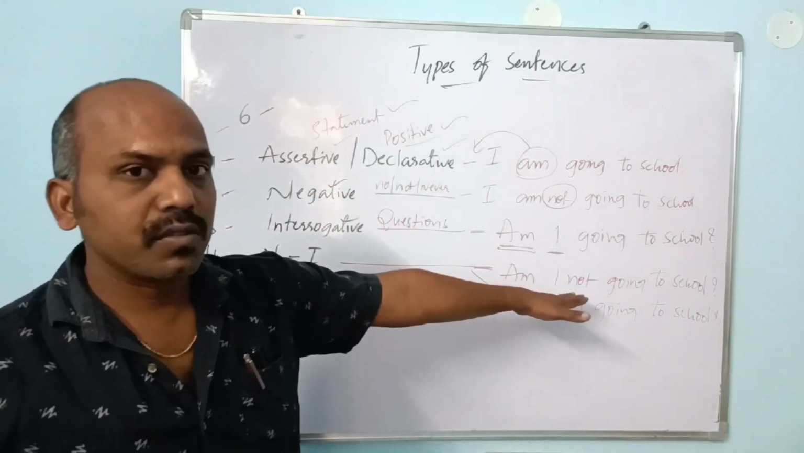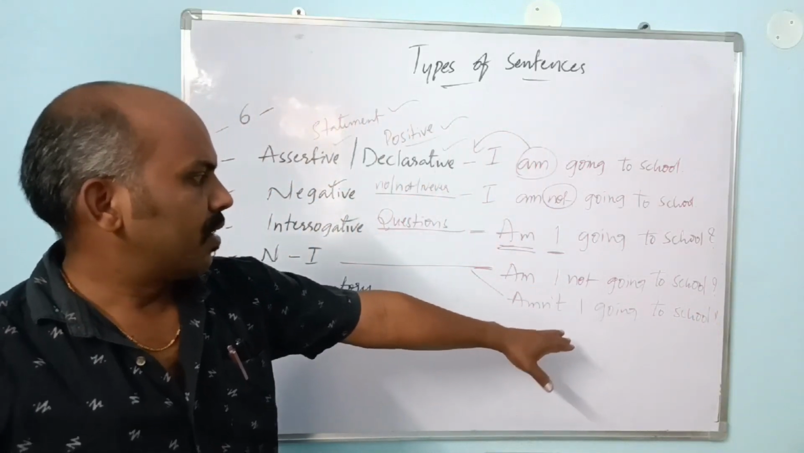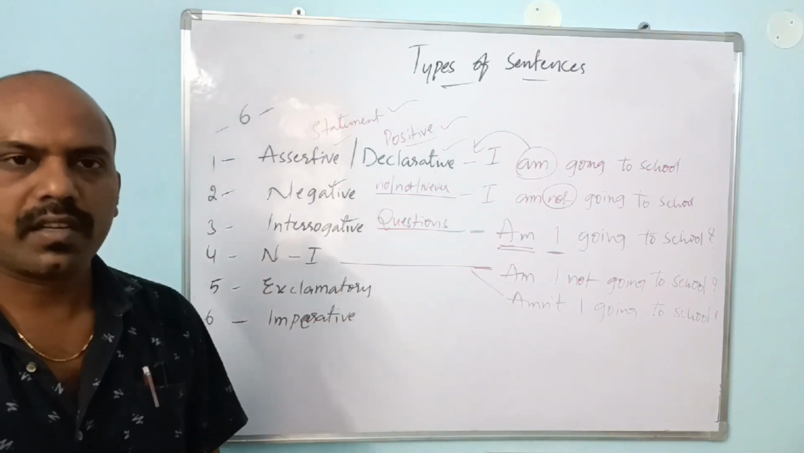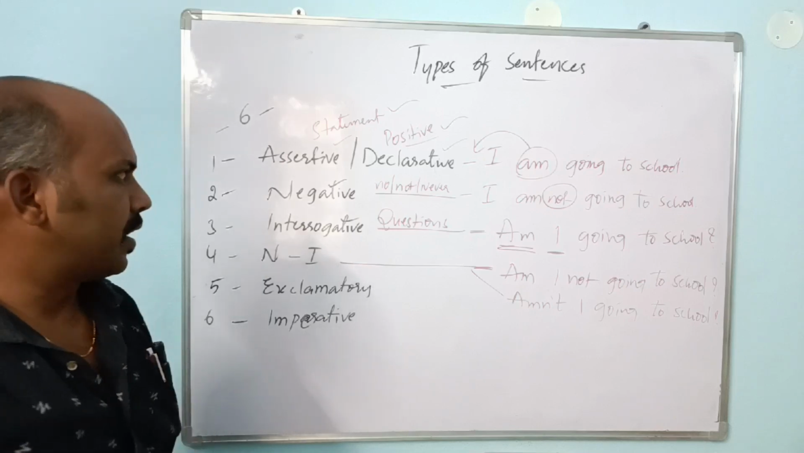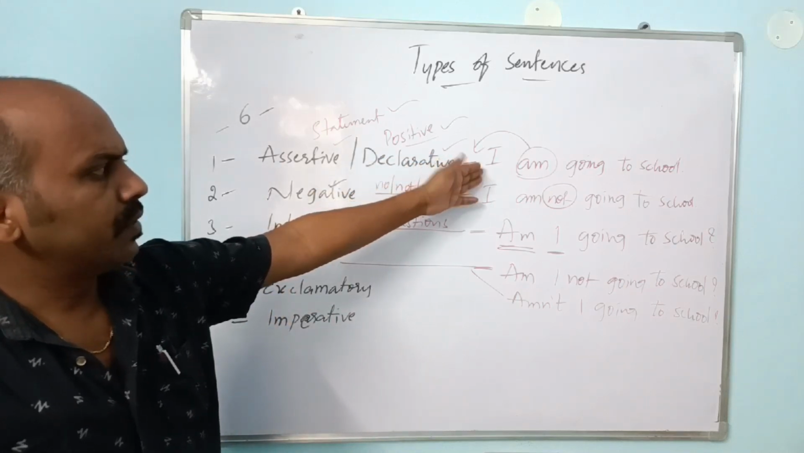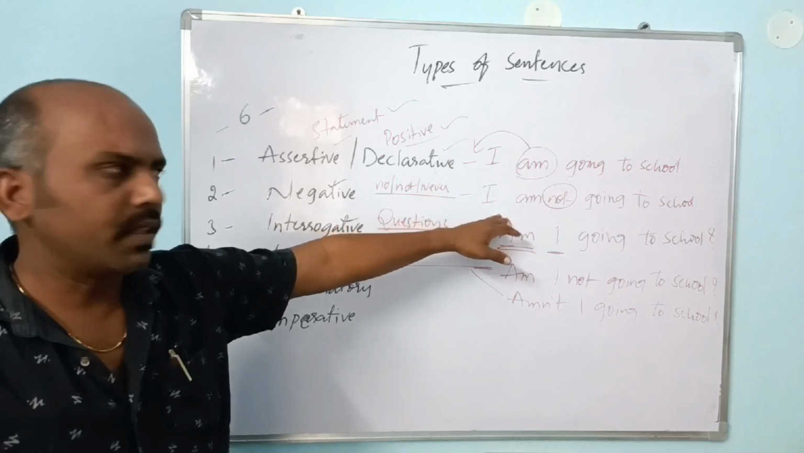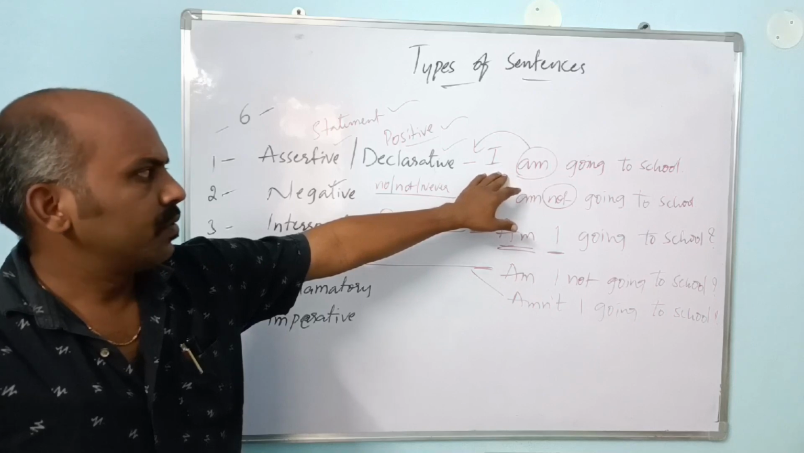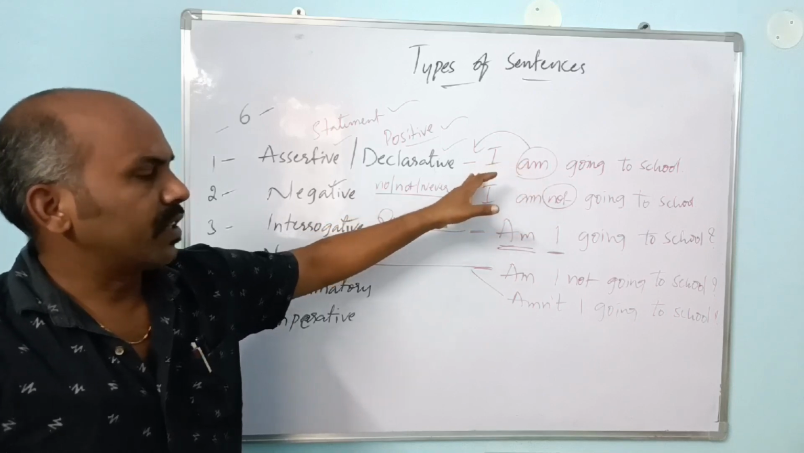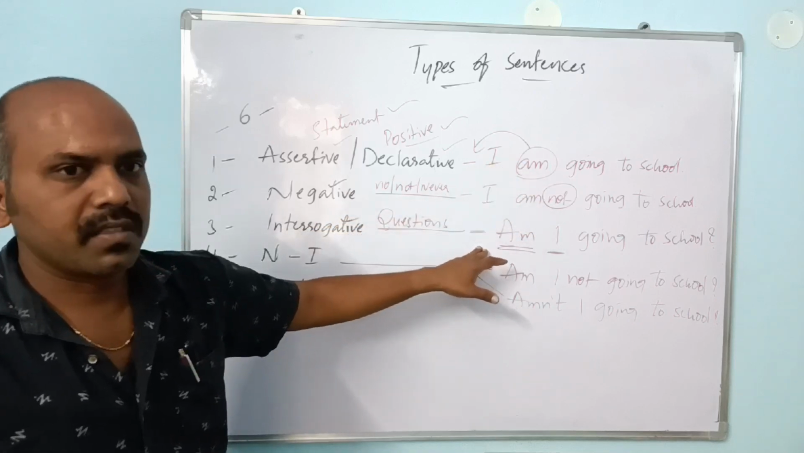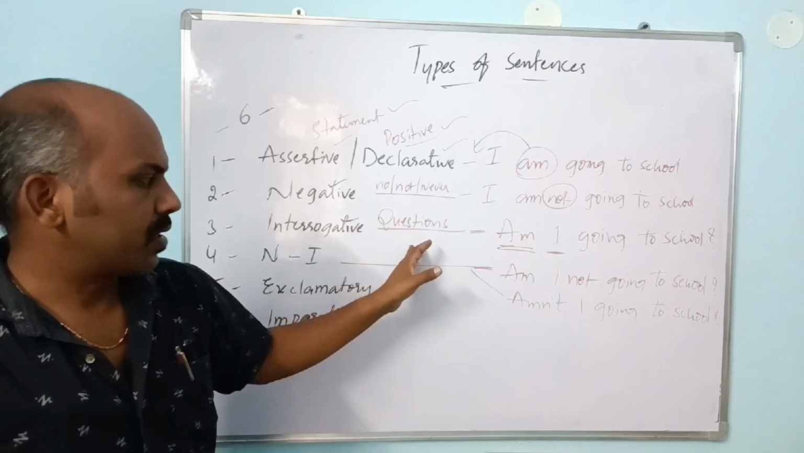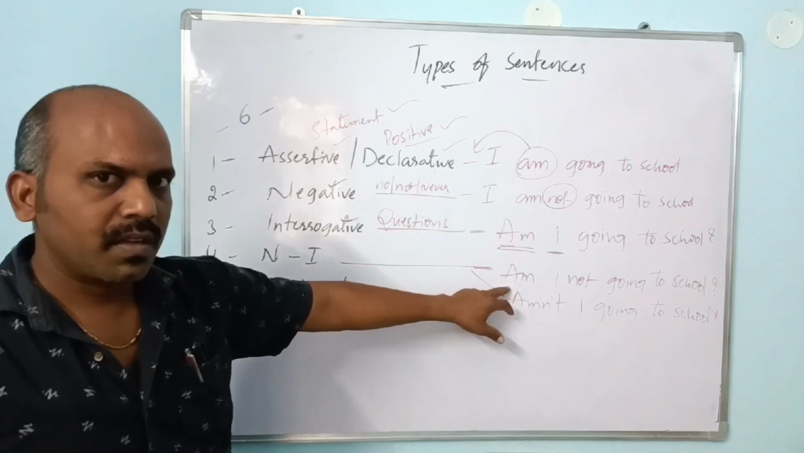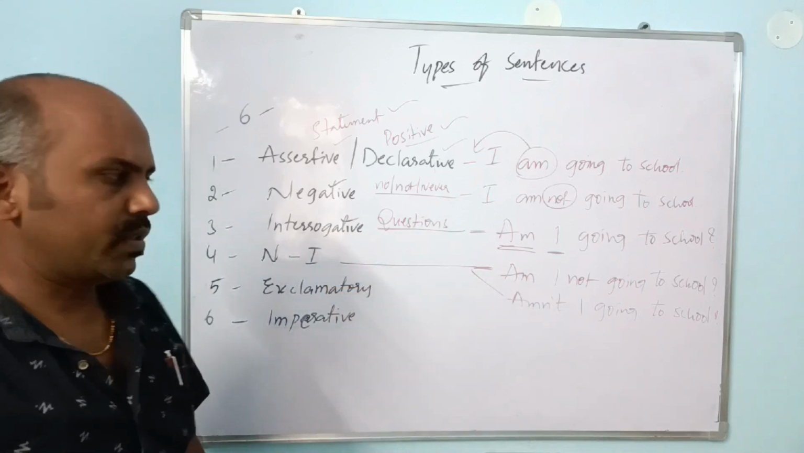So, am I not going to school? Amn't I going to school? Also, these two are treated as negative interrogative. So here, from assertive, we have made a negative sentence by adding a negative word, and from the assertive, we have taken the auxiliary in front of the subject, just simply to become an interrogative, a question. And a negative interrogative, by adding a negative word to a question form, simply turns into negative interrogative.